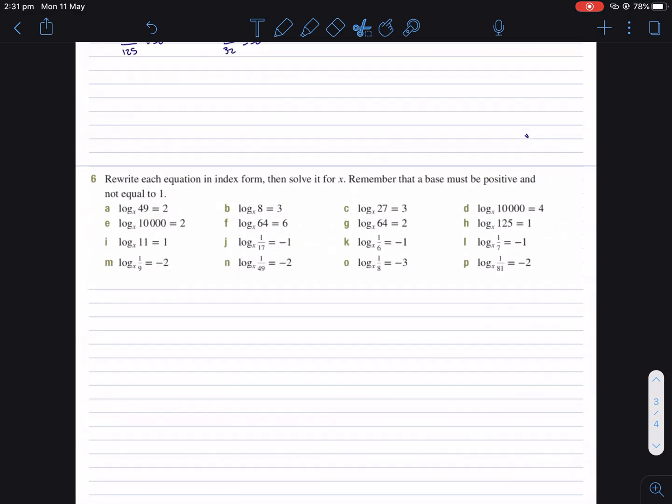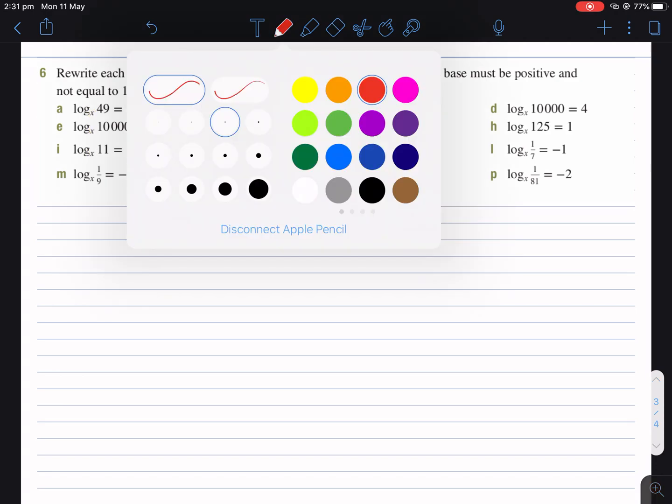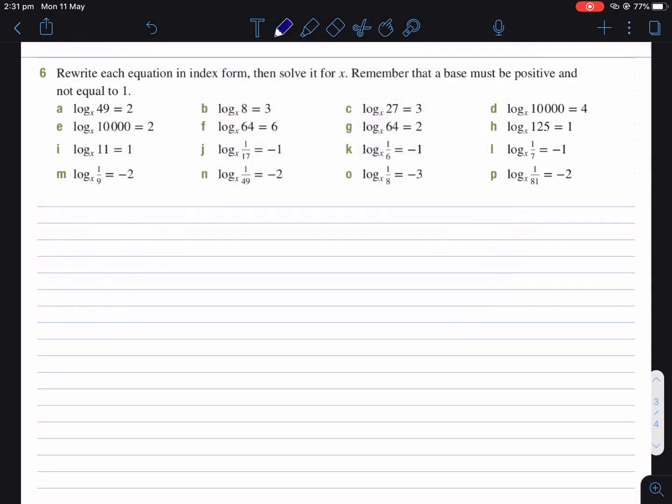Next page. Rewrite each in index form and solve it for x. Remember that a base must be positive and not equal to 1. So that's a really important thing with these. The number down here, it's not going to be 1, because you can't do 1 to the anything and have it equal anything other than 1. And we also can't do negatives. We're going to talk about that much more later.